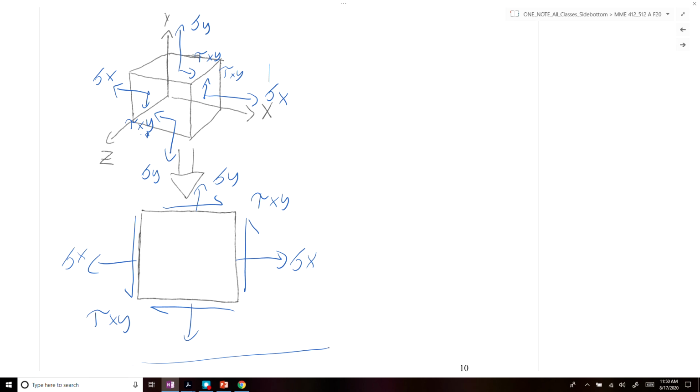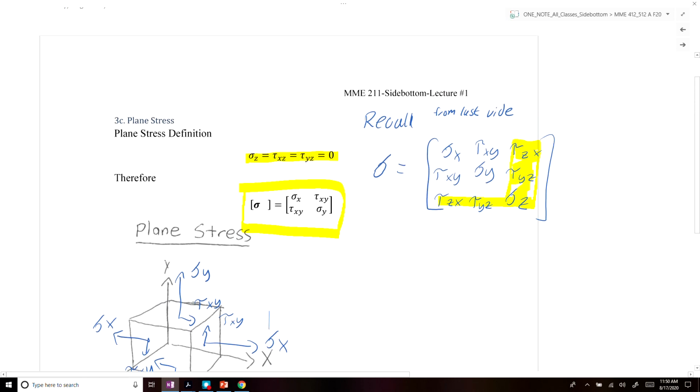So this is a very important case that we'll come back to often, where we'll say that a material is in plane stress. All that means, again, is that the components of the stress along one direction, both the normal and the shear stresses, are equal to 0. And we can simplify our matrix down to a 2 by 2.